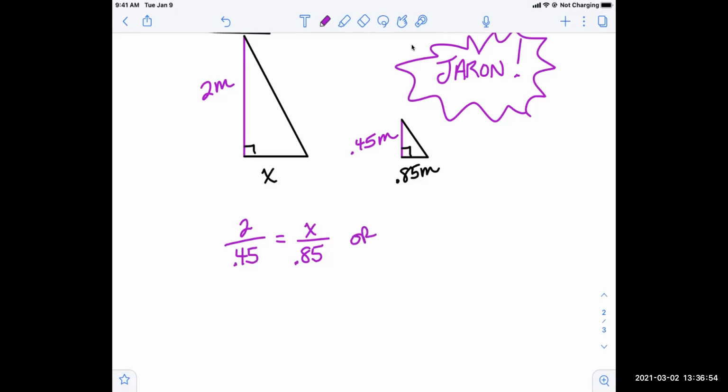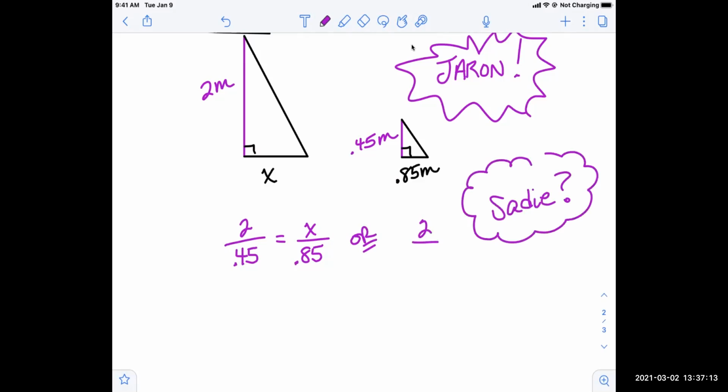Sadie, can you give me a different way to set up the proportion? Sadie, Sadie, Sadie. Hello, Sadie.